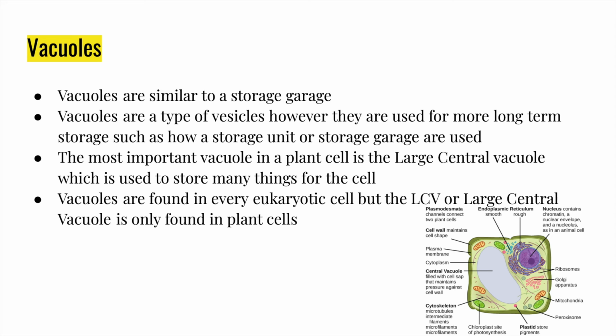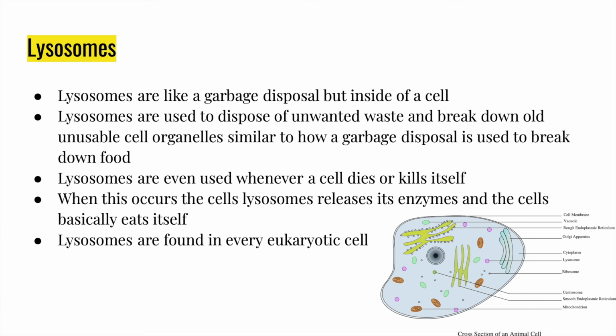Vacuoles are found in eukaryotic plant cells. Well, they're found in actually every eukaryotic cell, but the large central vacuole is only found in eukaryotic plant cells. This is a plant cell. The large central vacuole is that big empty space. These are lysosomes.